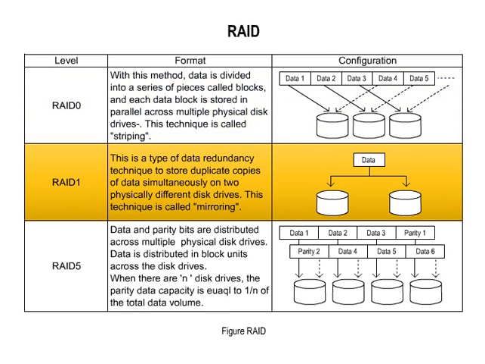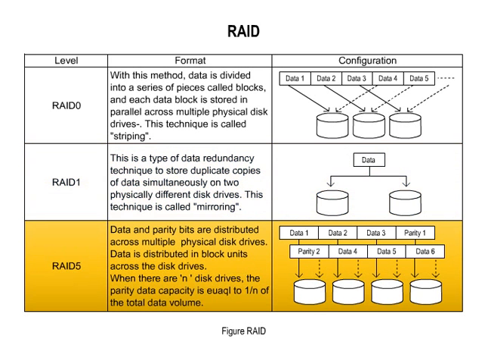2. RAID 1. RAID 1 employs the technique known as mirroring, where the same data is stored on two separate disks. This means that if one disk fails, the data can be obtained from the other disk without causing disruption to ongoing operations.